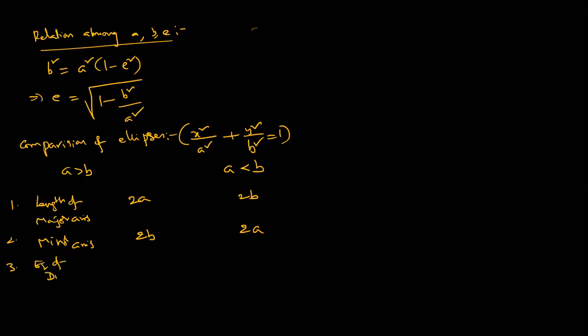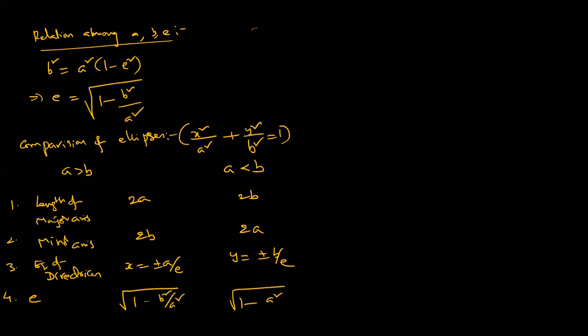Equation of directrices. Anyone? x is equal to plus or minus a by e, and y is equal to plus or minus b by e. So in this case, what is the formula for eccentricity? Anyone? 1 minus b square by a square. In the other case, 1 minus a square by b square. So later you should compare in this one.